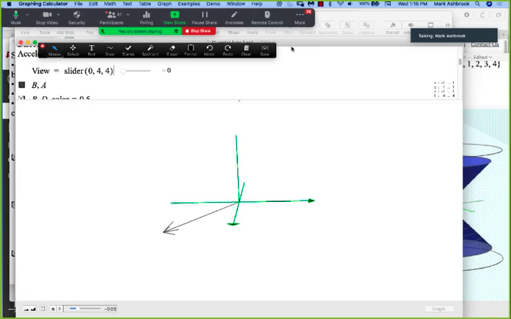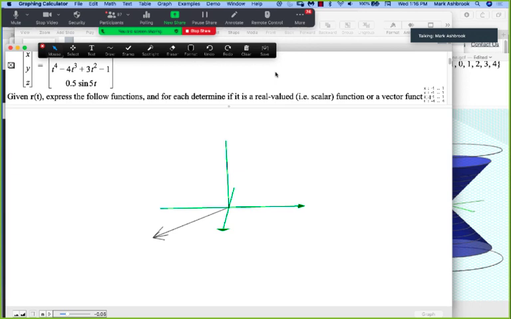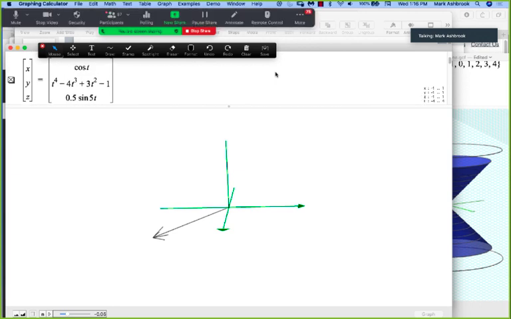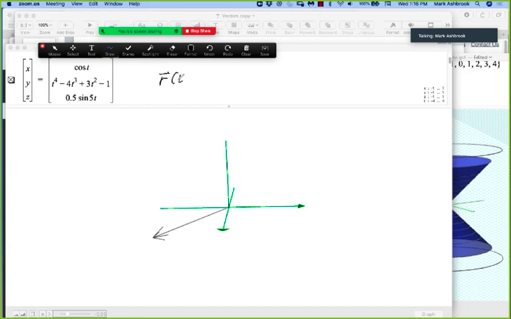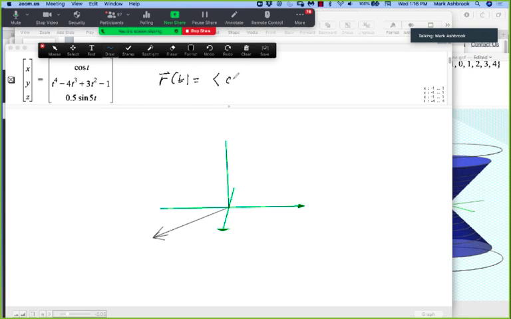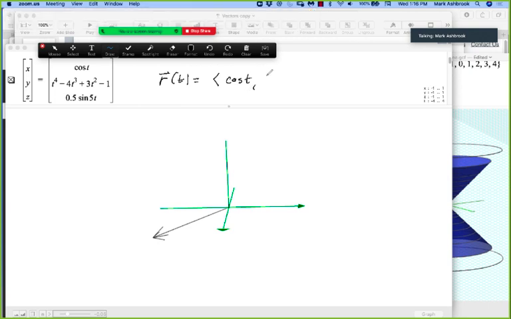Okay, so here is a vector function, and it's this one right here. Now it's written vertically, but normally when you see it in a textbook, it'll be horizontal. So this vector function is, given a value of t, the x component is cosine of t. The y component is this polynomial here. And the z component is 1/2 sine of 5t. So a pretty complicated vector function here, but for our purposes right now, that's fine.